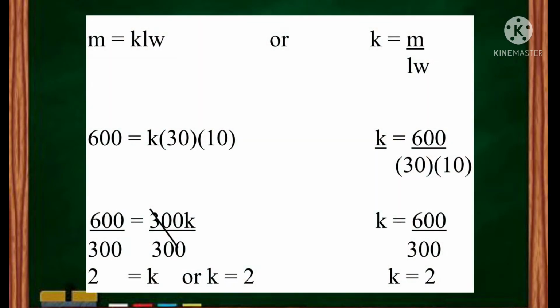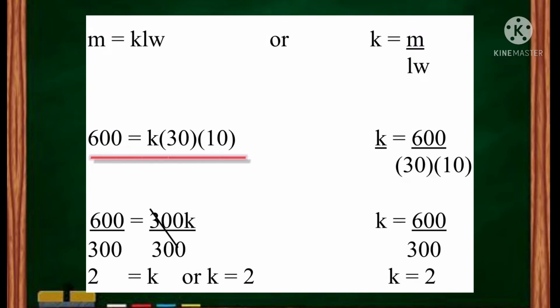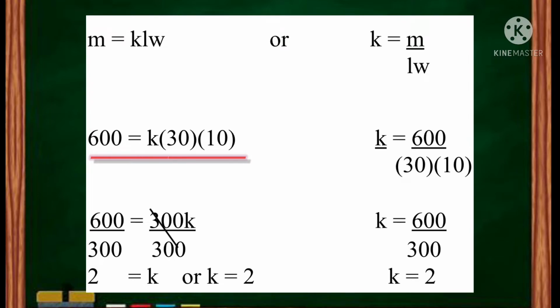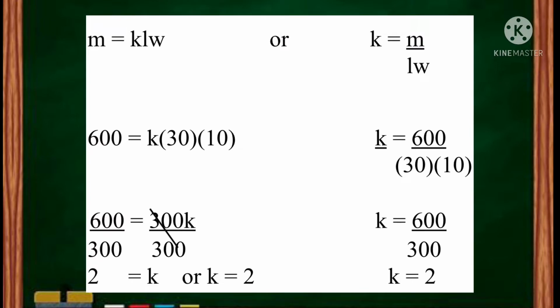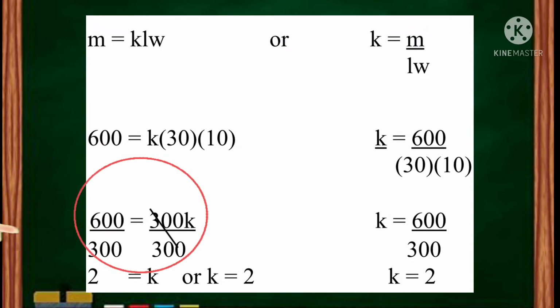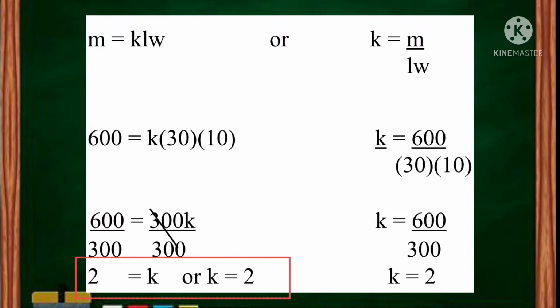Using the equation in step 1, substitute 600 to M, 30 to the variable L, and 10 with W. Multiply 30 by 10 to simplify the right side of the equation. Then divide the result, which is 300, on both sides of the equation to solve for the variable K. Cancel out 300 on the right side. 600 divided by 300 is 2. Therefore, the value of K is 2.